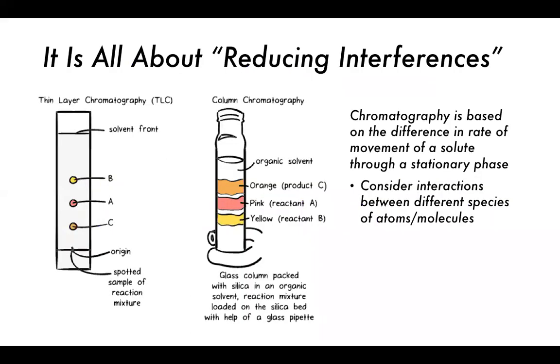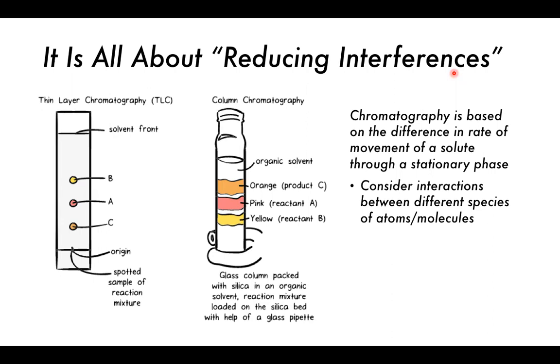So in the cases of improving our chromatographs, we're using a chromatographic medium to basically separate out the different components of our solution. It's all about reducing interferences. So oftentimes we have a sample we want to analyze, but there are various different compounds in there, and we want to know how much of each individual compound is present, or we just want to measure one of them.